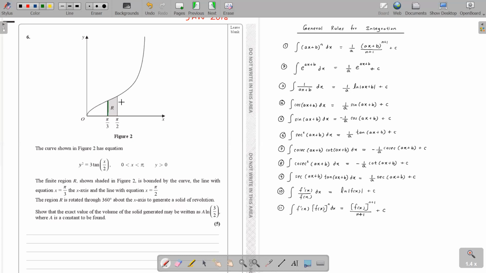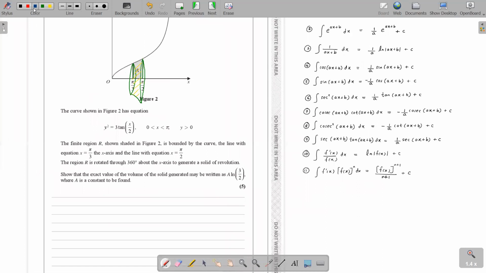So I told you when you're taking these kinds of regions, these two open ends are what gives you the circular faces. Can you remember? So just create the two circular faces at these two ends. And then you get the 3D object here. This is the 3D object. Okay. So then they tell you that it's rotated through 360 degrees above the x-axis to generate a solid of revolution. Show that the exact value of the volume of the solid generated may be written as A times ln 3 over 2. Okay. So what is the equation for volume of revolution in Cartesian form?